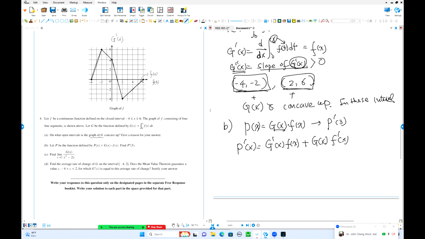Now we need to find the derivative at x equals 3. At x equals 3, what is that? G prime 3, f 3, g 3, and f prime 3, okay? We got this one.